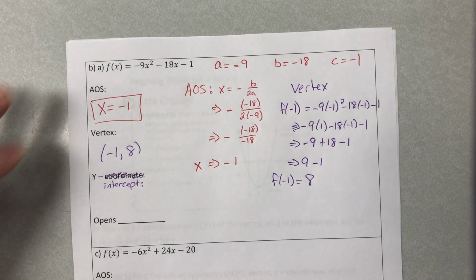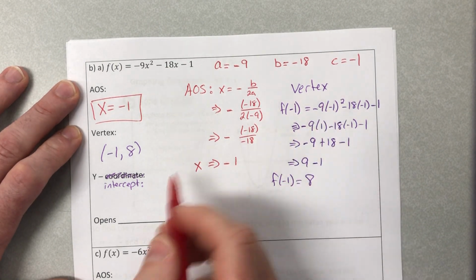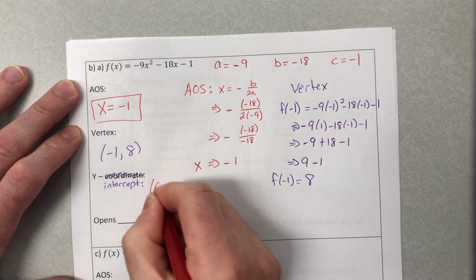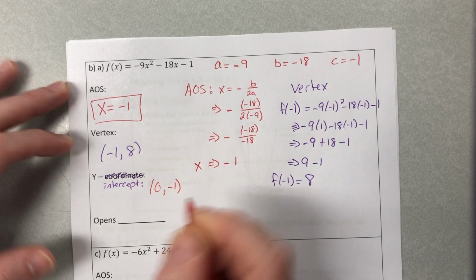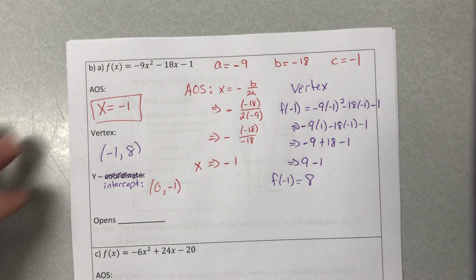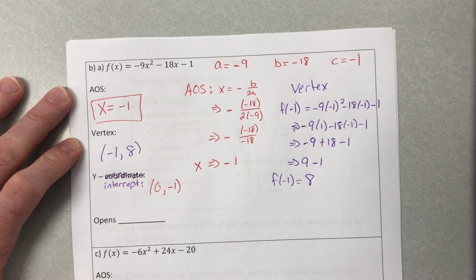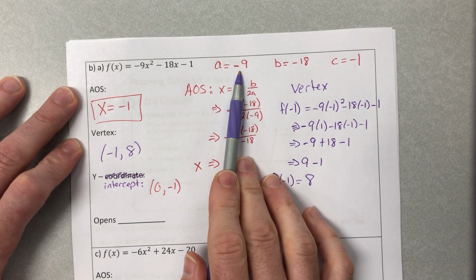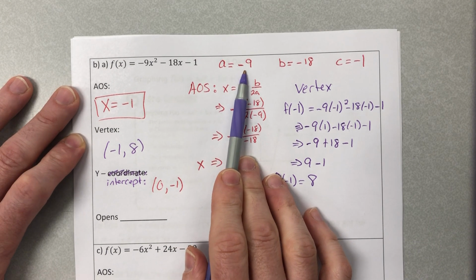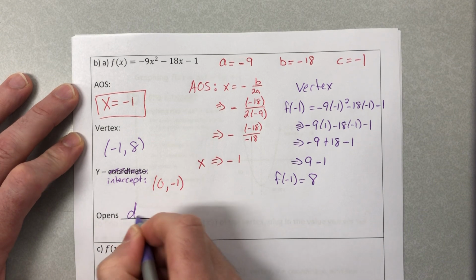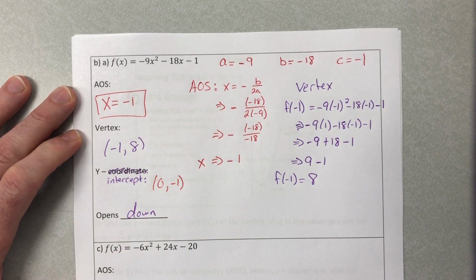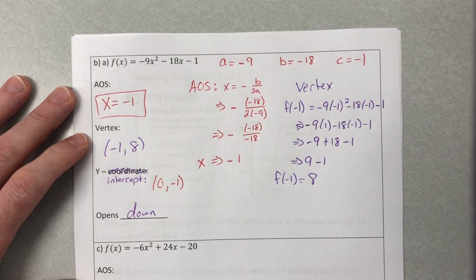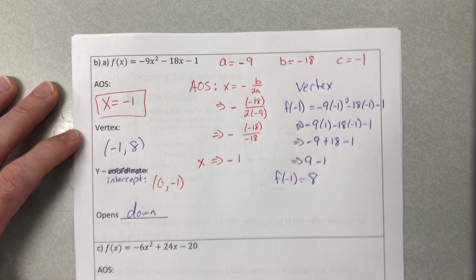We now need to find the y-intercept. Well, the y-intercept is just our c value. So that's 0, negative 1. And now, does this open up or down? Well, we look at our a value. Our a value is negative, so that's going to tell us that this opens down. So there's just a couple examples of how we find the information we need.